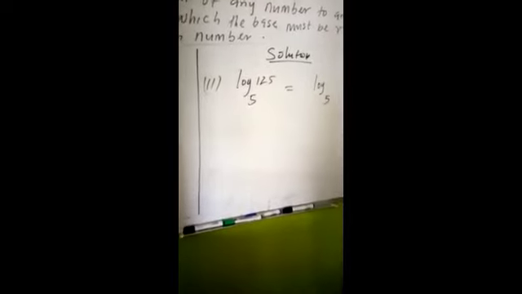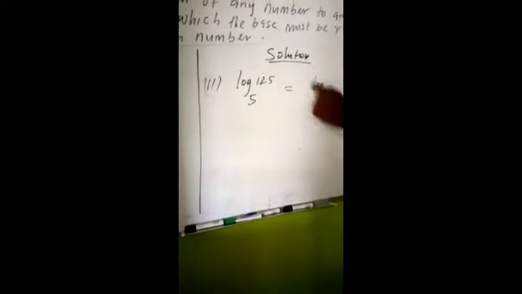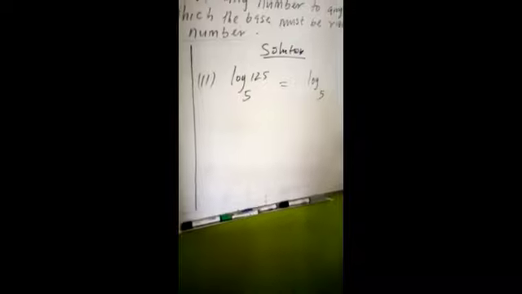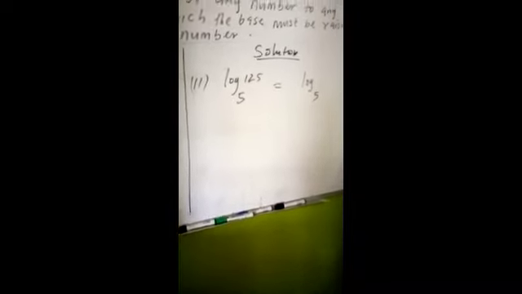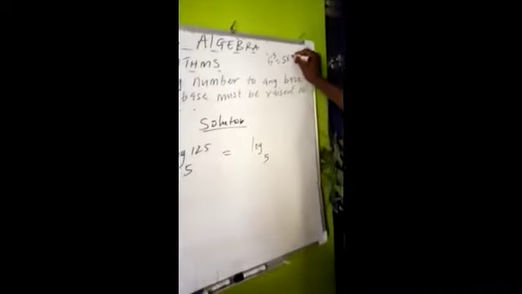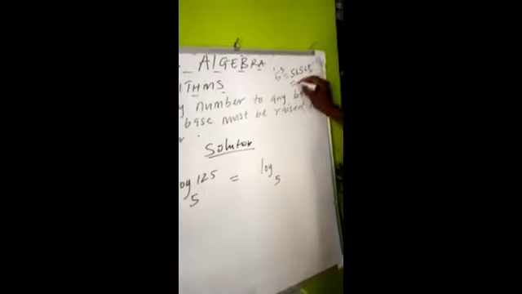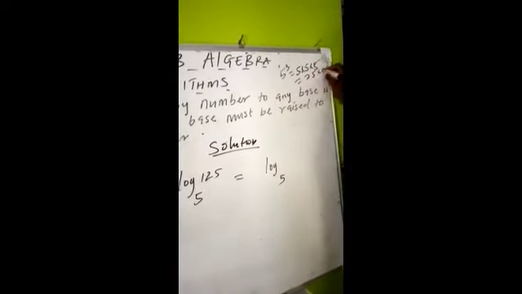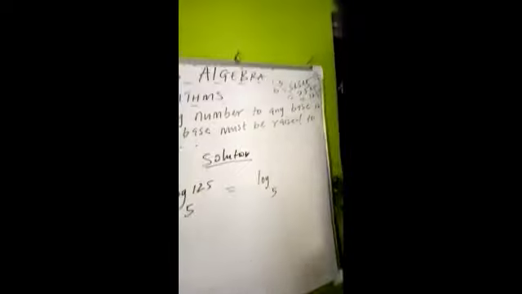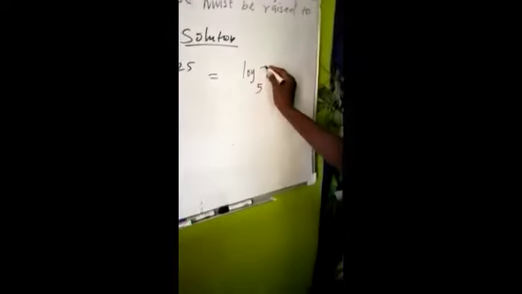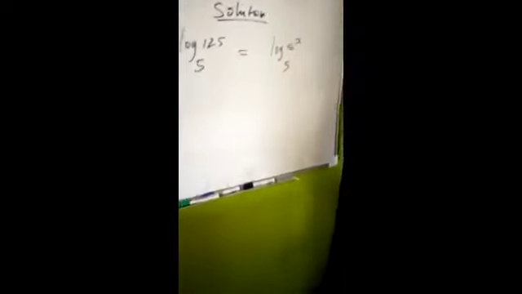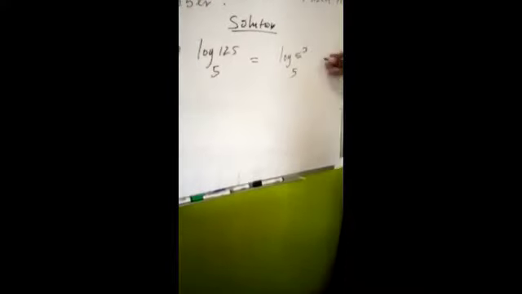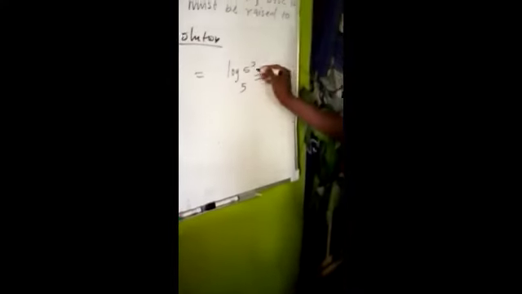Then say how many 5s are inside 125. We know that it is 3. By saying 5 raised to power 3 means 5 times 5 times 5. That is 25 times 5, which will give us 125. So here now I say 5 raised to power 3. So the same, we have it equal to this one we do.